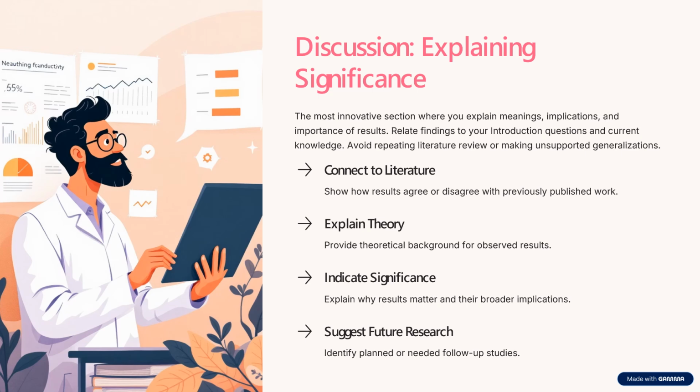A good discussion should not repeat what has already been said in the review of literature, relate the results to the questions that were set out in the introduction, show how the results and interpretations agree or do not agree with current knowledge on the subject, that is previously published work, explain the theoretical background of the observed results, indicate the significance of the result, suggest future research that is planned or needed to follow up, deal with only the results reported in the study, stay away from generalizations that are not substantiated by the results presented, and state conclusions with evidence for each.